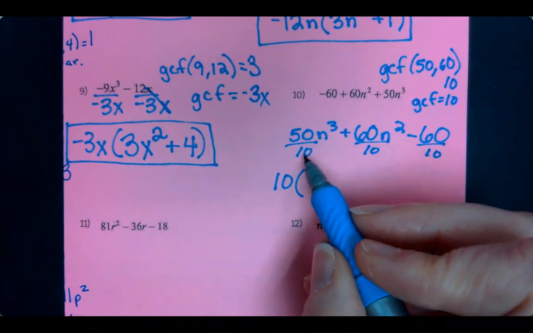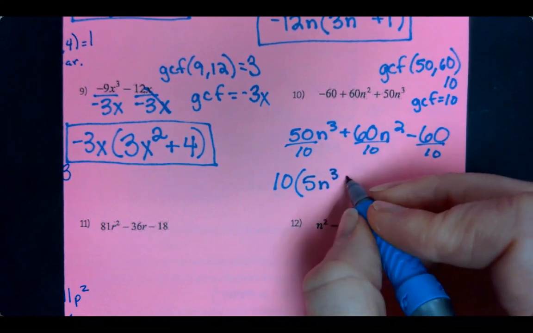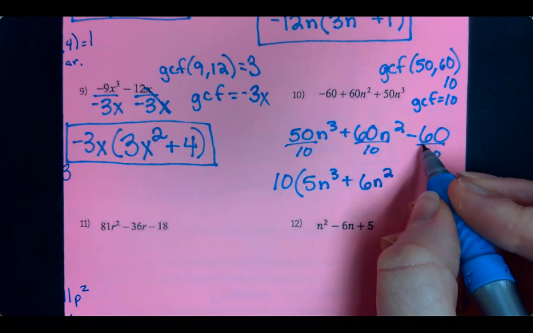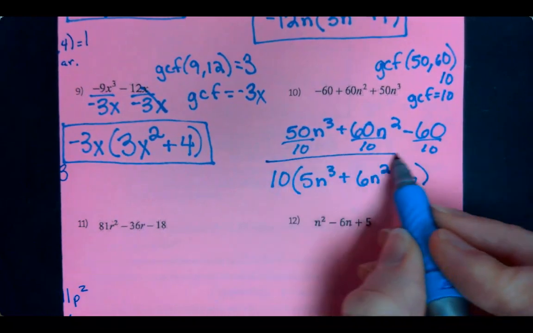So 50 divided by 10. But we've got to keep our variable and exponent. 60 divided by 10. And negative 60 divided by 10. So we are done.